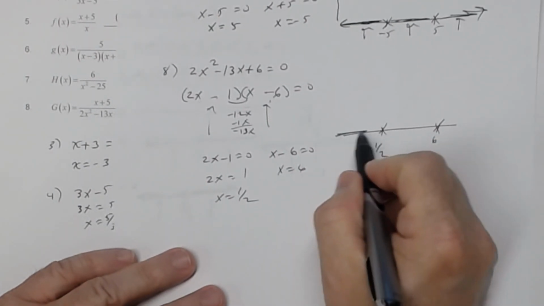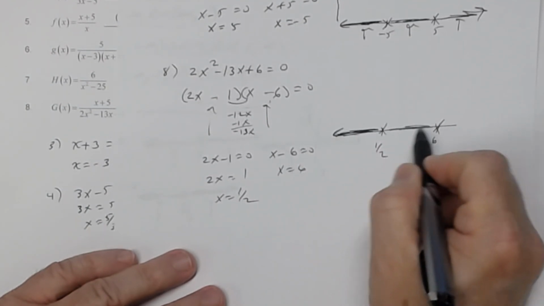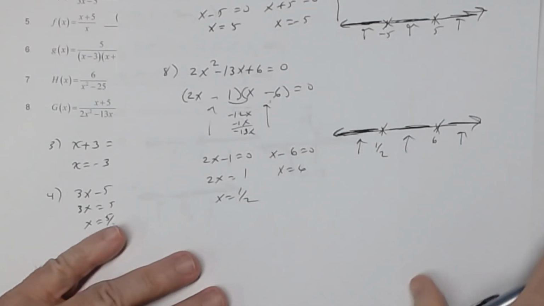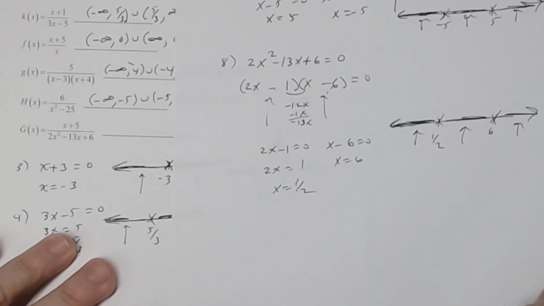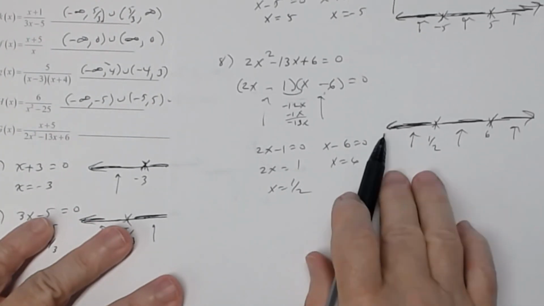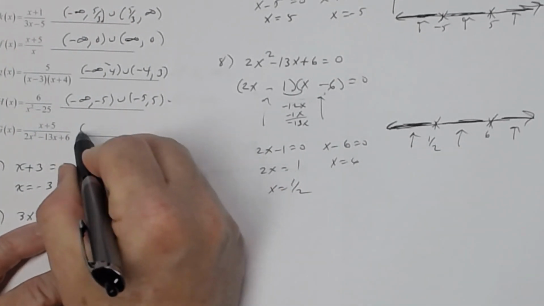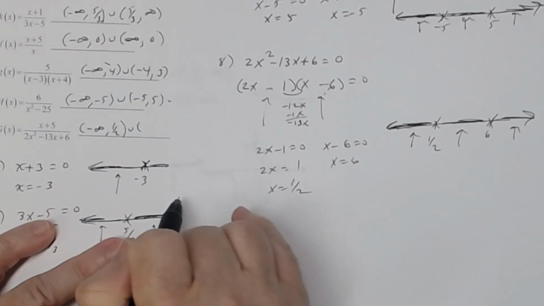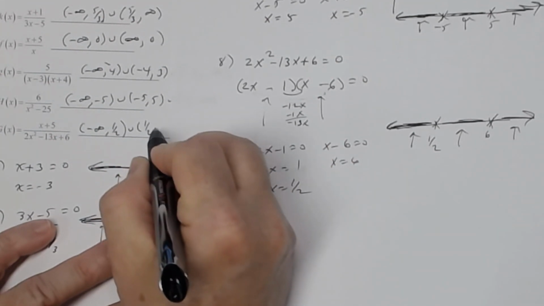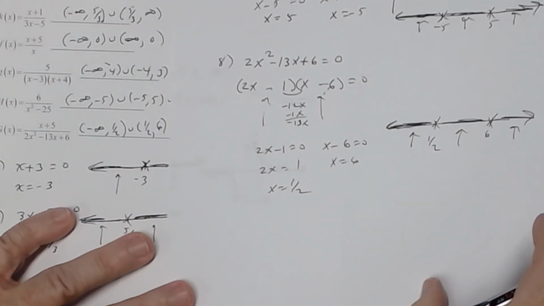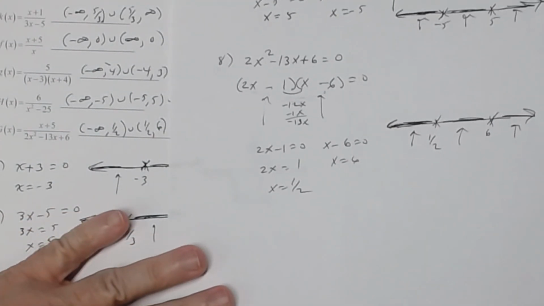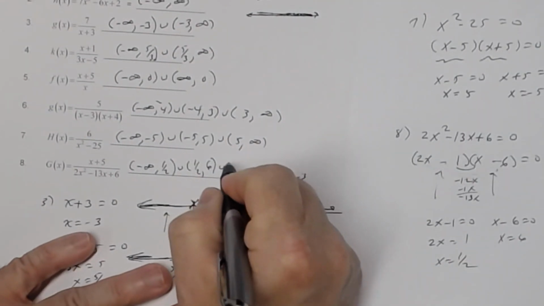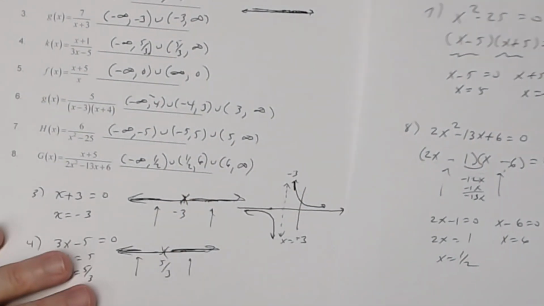And so the domain is going to be every real number except those. So every real number except those. So notice the 3 intervals here. So when I indicate the domain, you're going from negative infinity to 1/2, union, and then remember all parentheses here because those are restrictions, union 1/2 to 6, and then union 6 to infinity. And that is it.